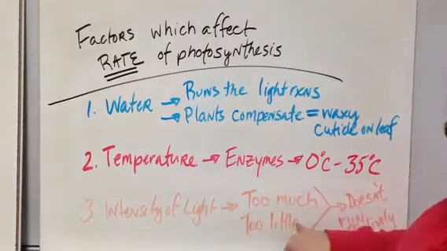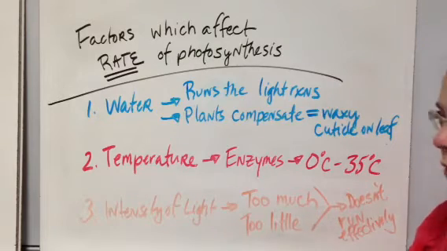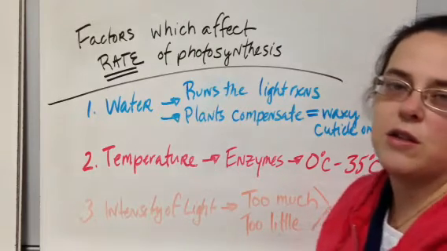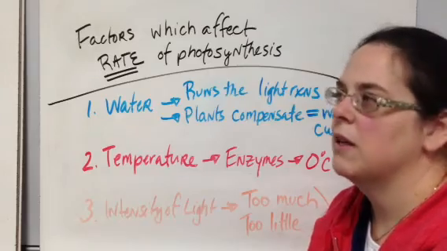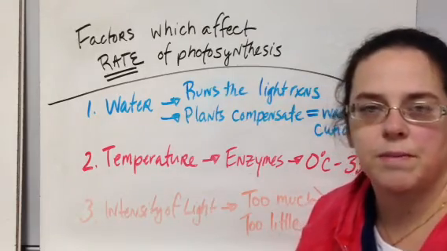So too much or too little, the plant does not run photosynthesis effectively because there's a maximum rate that the plant can operate photosynthesis.